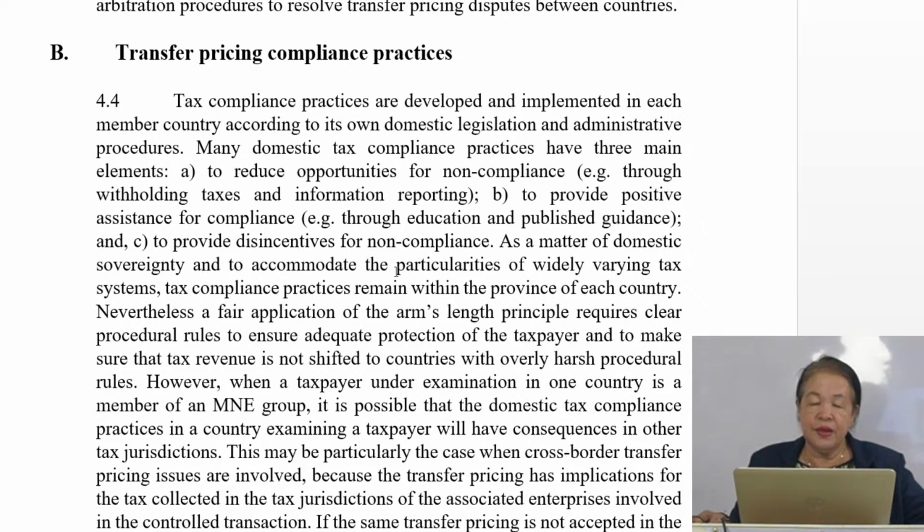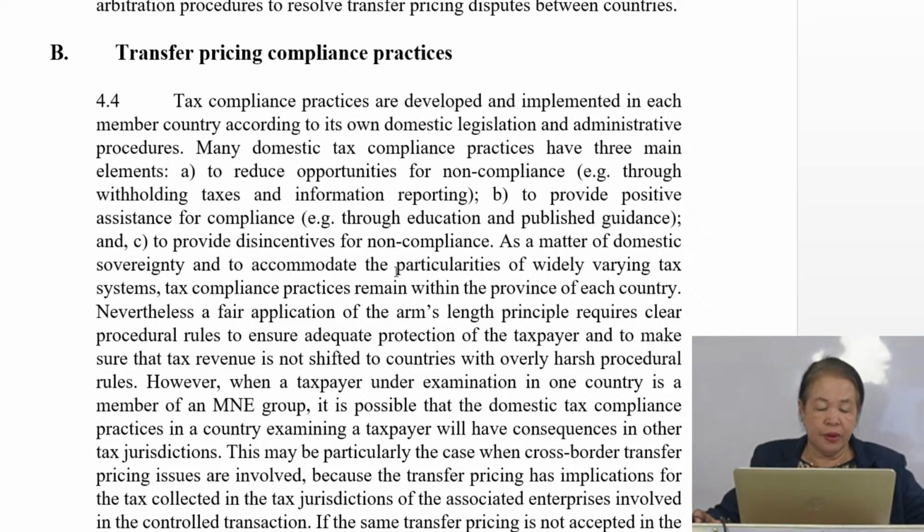For me, information is very important, because even if you want to comply but you lack the information, that's why you have poor compliance. And C, to provide these incentives for non-compliance as a matter of domestic sovereignty and to accommodate the particularities of widely varying tax systems. Tax compliance practices remain within the province of each country. Nevertheless, a fair application of the arm's length principle requires clear procedural rules to ensure adequate protection of the taxpayer and to make sure that the tax revenue is not shifted to countries with overly harsh procedural rules.